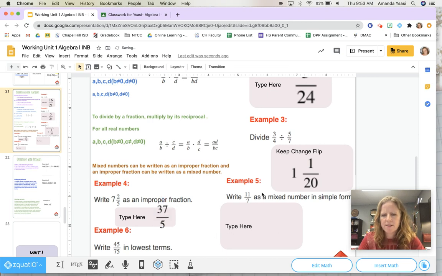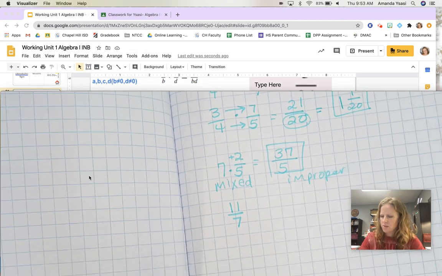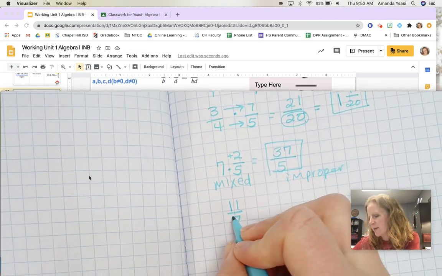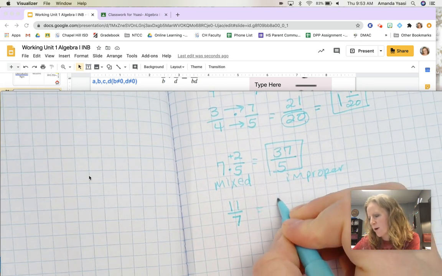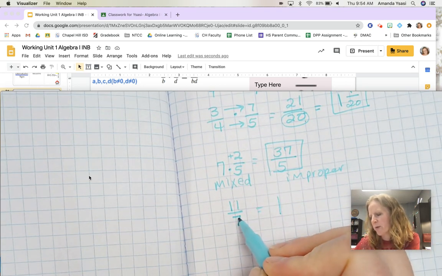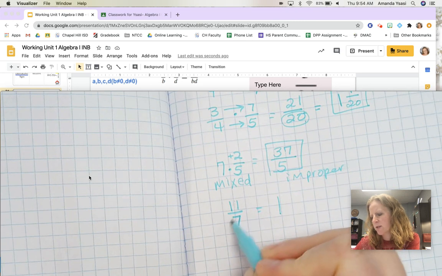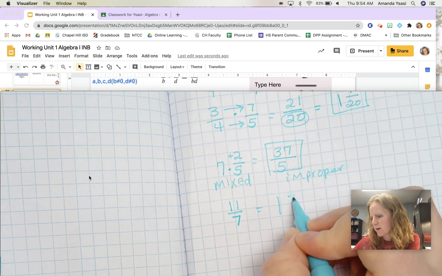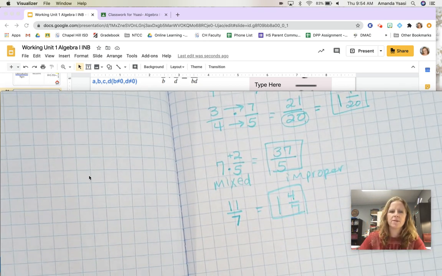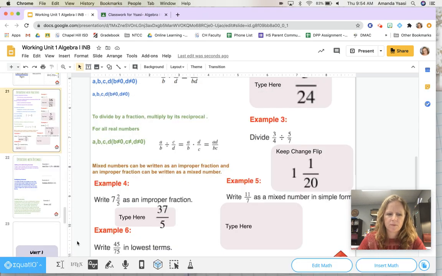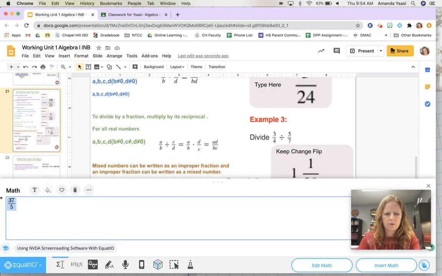Next one is 11/7. Write as a mixed number in simple form. So that means I'm going to look and see how many times 7 will go into 11. It'll go one time, and then how many will be remaining? How many more does it take to get from 7 to 11? That is 4. And then you keep the same denominator: 1 and 4/7. 1 space 4/7.